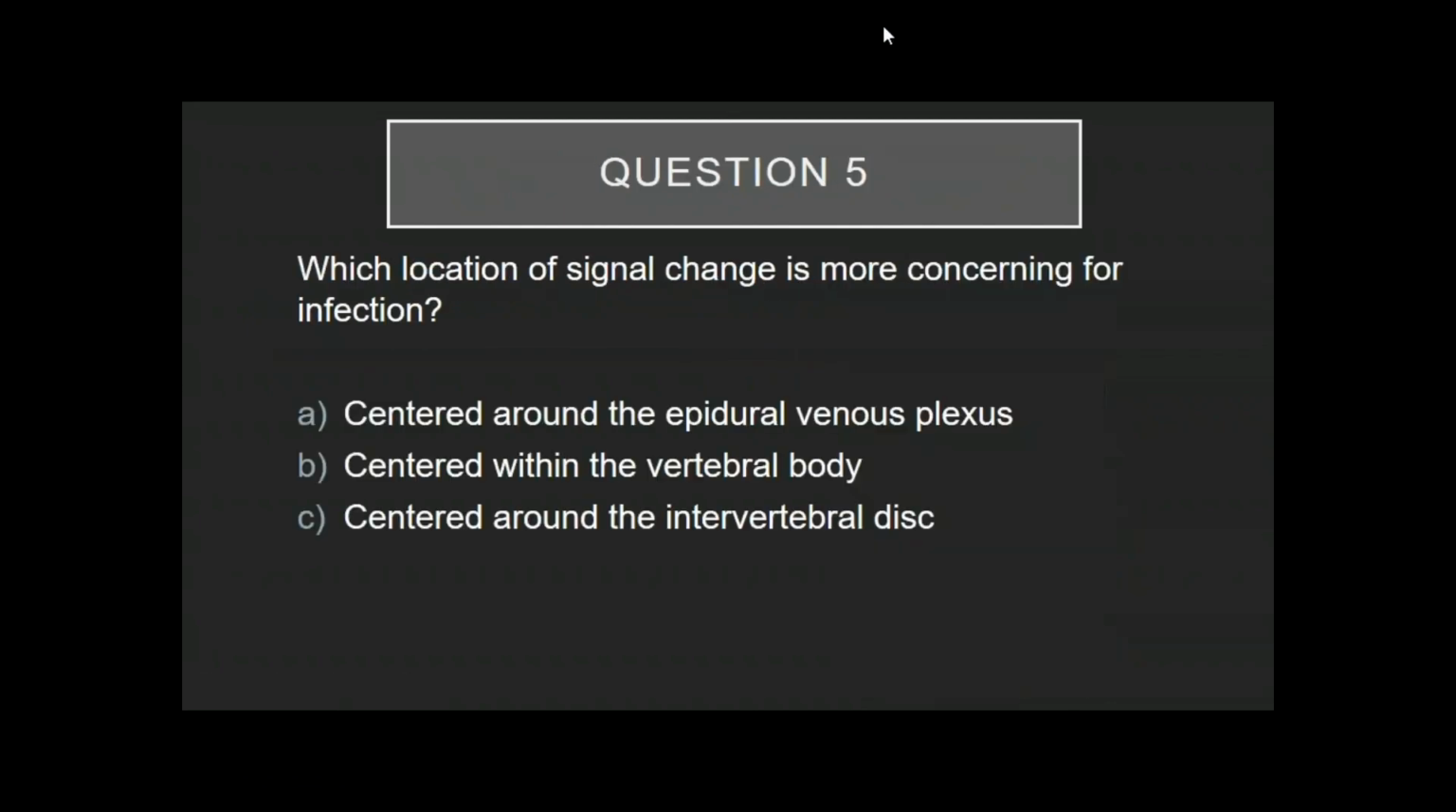All right, question number 5. Which location of signal change is going to be more concerning for infection? A, centered around the epidural venous plexus, B, centered within the vertebral body, or C, centered around the intervertebral disc. So which is going to be more concerning?